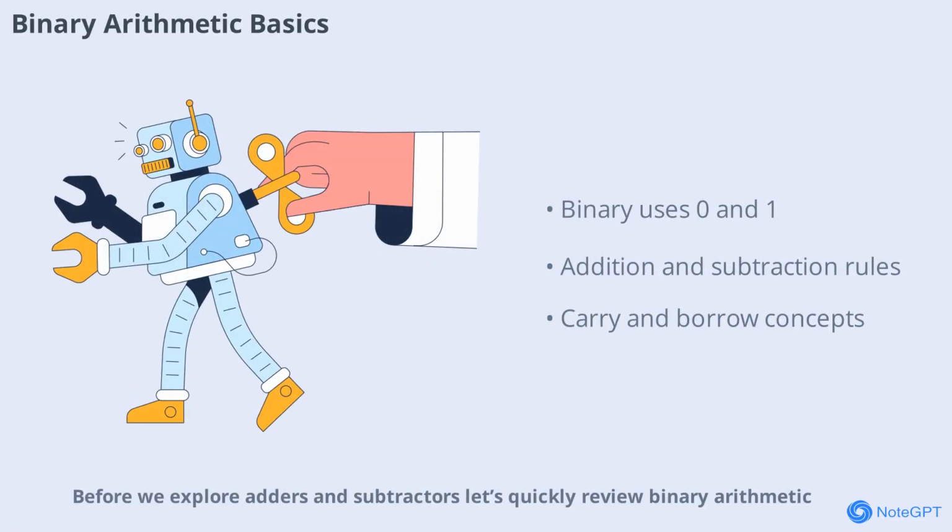Before we explore adders and subtractors, let's quickly review binary arithmetic. In digital systems, numbers are represented using only two digits, 0 and 1. Adding or subtracting these binary digits, called bits, follows simple rules. For example, 0 plus 0 is 0, 1 plus 0 is 1, and 1 plus 1 is 10 in binary, which means 0 with a carry of 1.